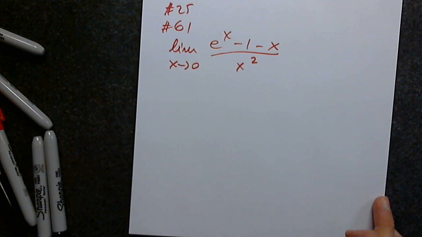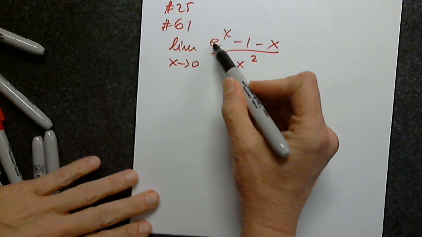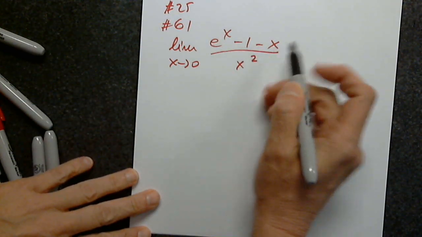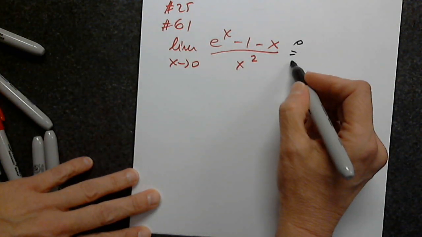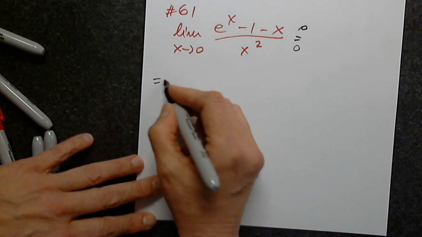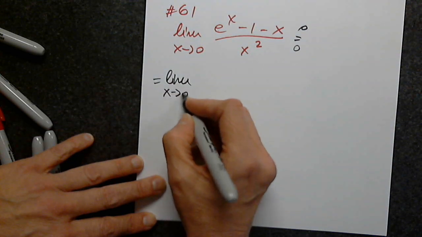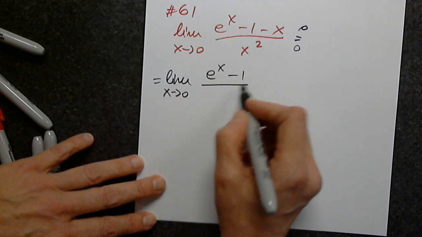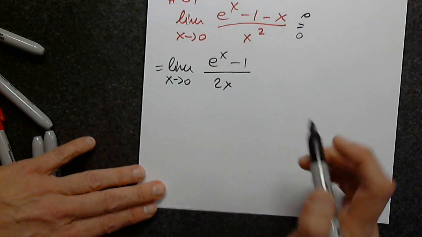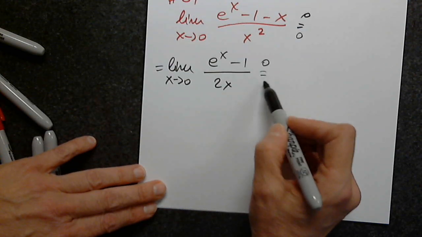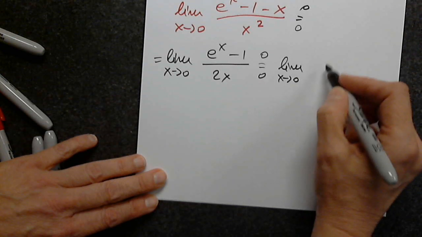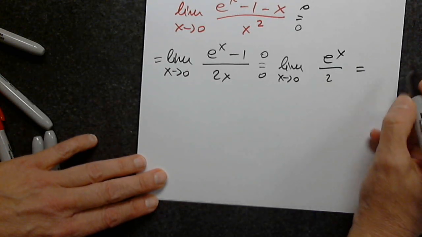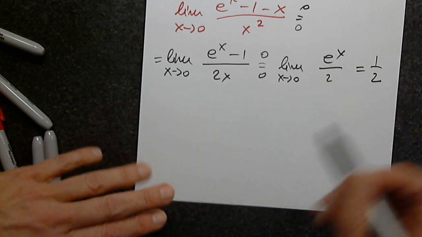Okay, so 1 minus 1 minus 0 is 0, and 0 squared is 0. So L'Hopital's rule: limit as x approaches 0 of (e to the x minus 1) over 2x. Again, 0 over 0. Limit as x approaches 0 of e to the x over 2. So this is 1/2.